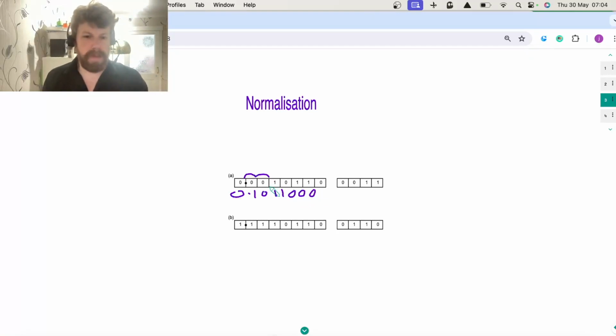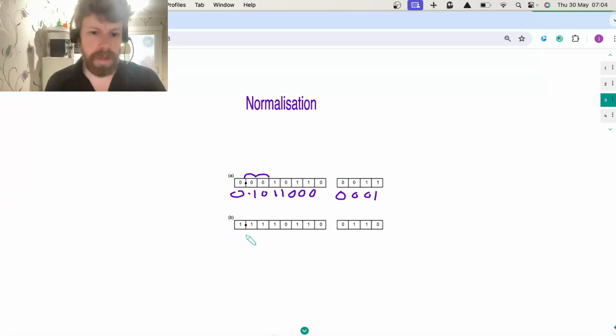Now, because I've essentially made this number bigger, I've made the mantissa bigger, I need to subtract 2, or however many times I've moved the decimal point, away from the exponent. The exponent there is 3, so I need to subtract 2 from that. So now it equals 1.